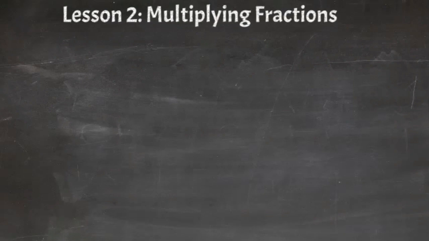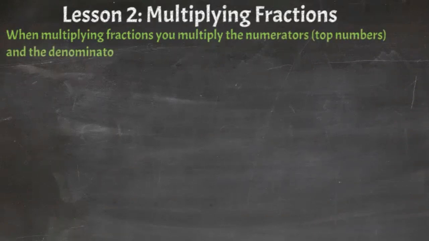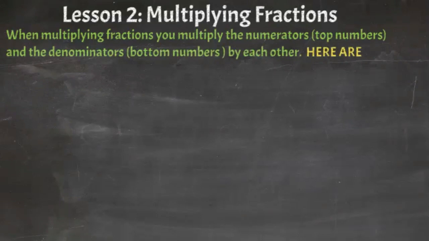Lesson 2, multiplying fractions. When multiplying fractions, you multiply the numerators, the top numbers, and the denominators, the bottom numbers, by each other. Here are a few examples.